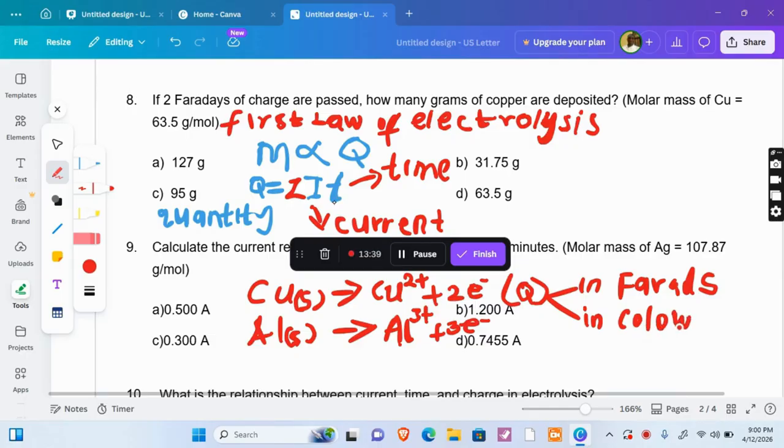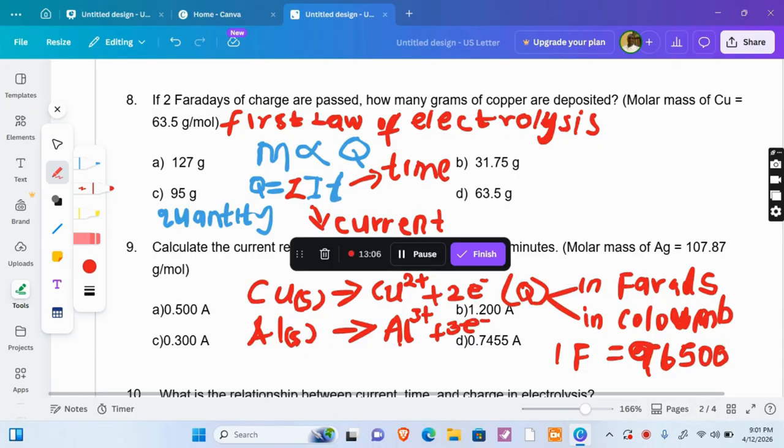Now, there's a relationship between farad and coulomb. 1 farad, 1F, is equal to 96,500 coulombs. Why am I stressing this?